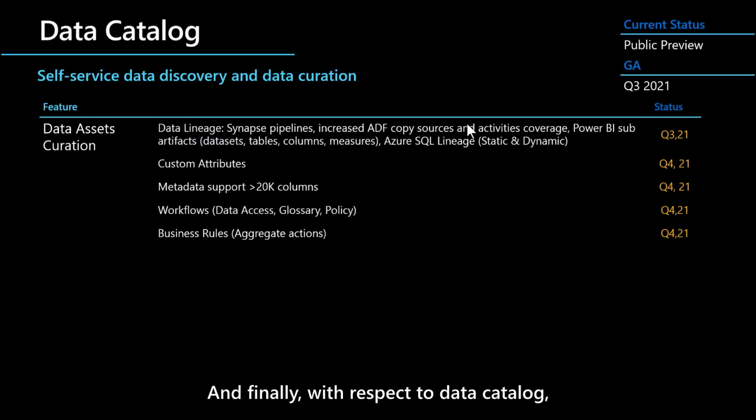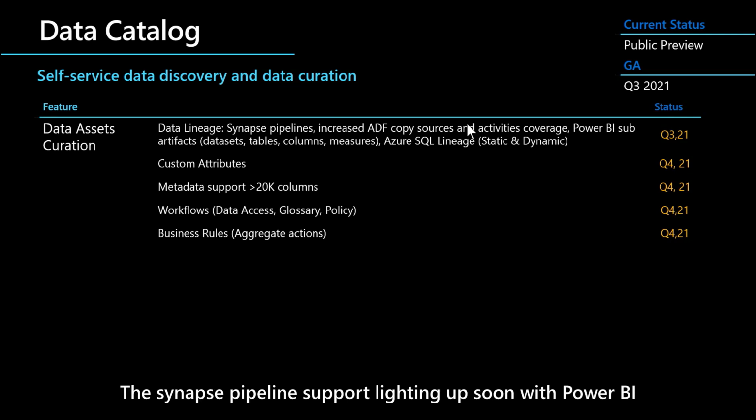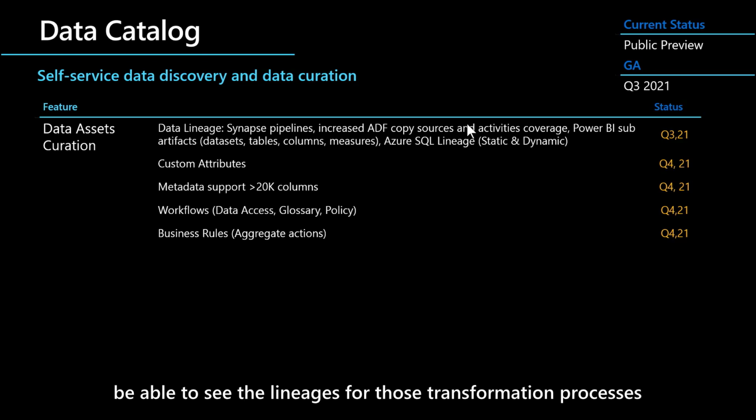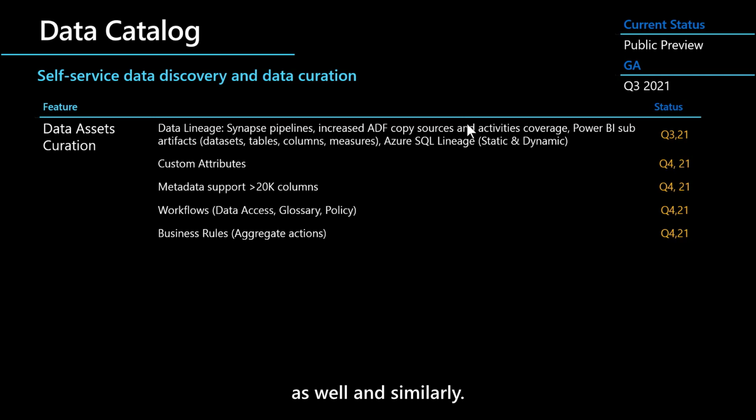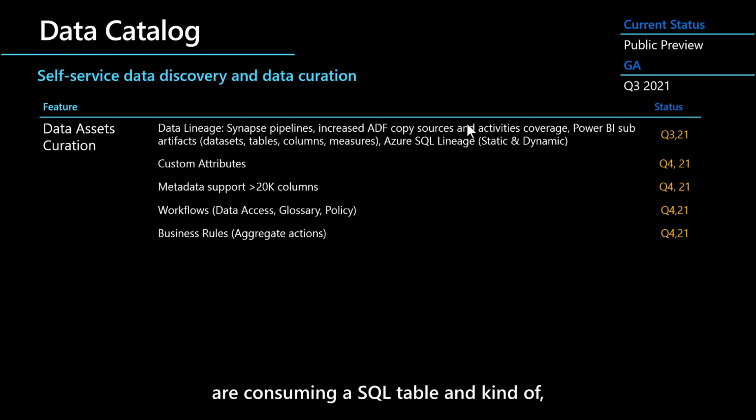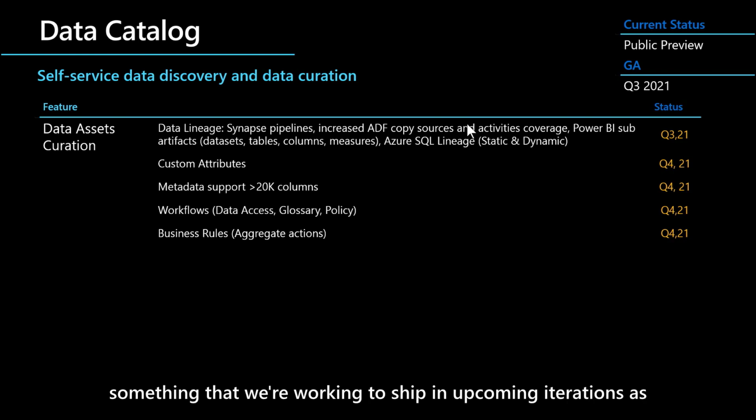And finally, with respect to data catalog, we are going to continue to focus on enhancing our data lineage proposition, where you'll see more sources supported from ADF, with Synapse pipeline support lighting up soon. With Power BI, we'll continue to invest more to give you that sub-artifact lineage. If you have Power BI data flows and you have transformations running, you'll be able to see the lineage for those transformation processes as well. And similarly for Azure SQL, if you have stored procedures that are consuming a SQL table and transforming it, being able to see that entire dynamic lineage is something we are working to ship in upcoming iterations as well.